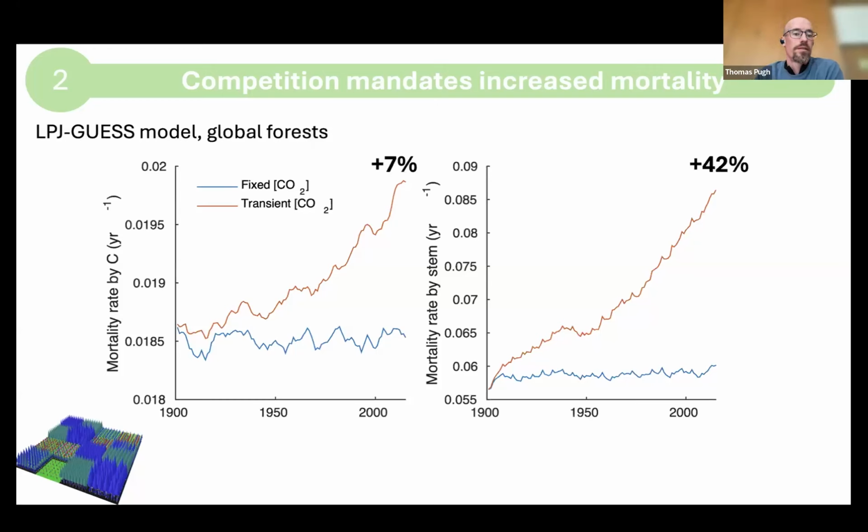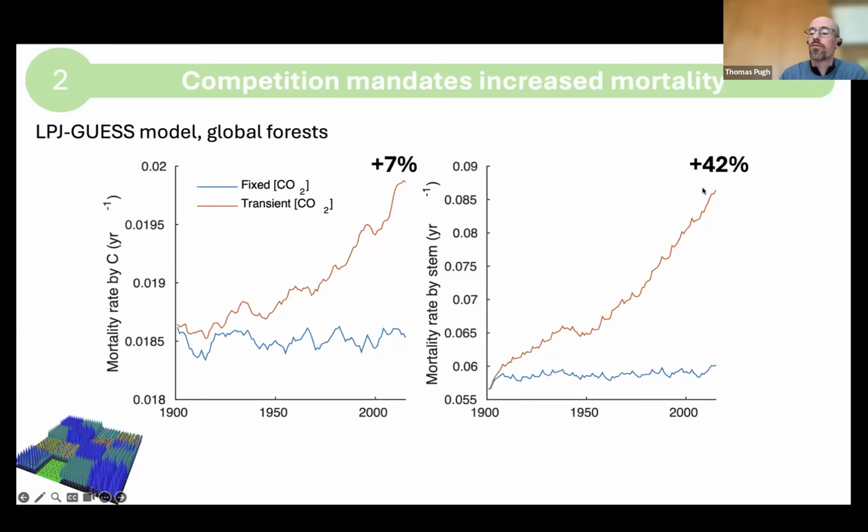And we can simulate this in our models and look at the effect, and that's what we see here. We have two simulations, one with fixed carbon dioxide. This is all the world's forests just pooled together. Fixed carbon dioxide in blue, so no change in mortality rate over time. I didn't include climate change here. And then we had one with transient carbon dioxide. So it's basically just giving the model a realistic growth increase. And you can see here that the mortality rate in carbon terms increased by 7% per year. The stem mortality rate increased by 40%.